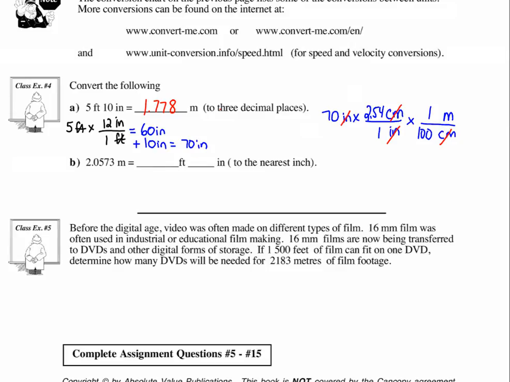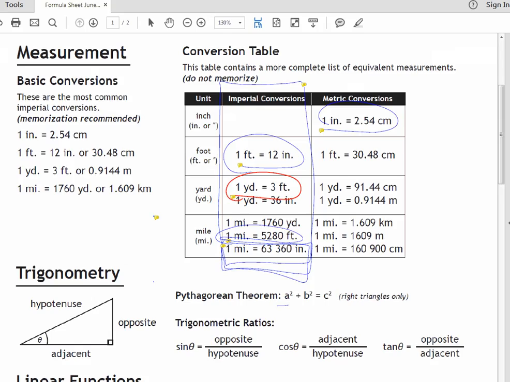All right. This guy, I like this guy. 2.0573 meters into feet and inches to the nearest inch. All right. Now what? Okay, so let's look at our chart. We want to go into feet and inches. We have meters, or do we have centimeters? Probably, right? Because is there a meter to inch on here? No, so we're going to have to convert it into centimeters first.